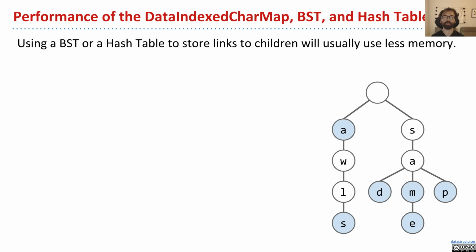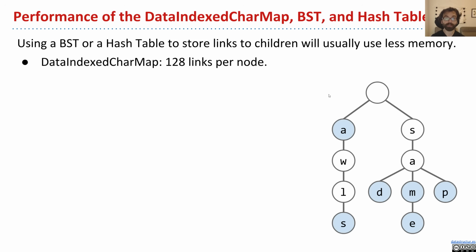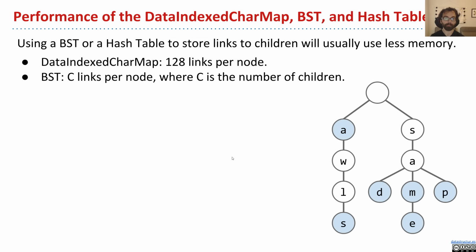Ultimately, using a binary search tree or a hash table will use less memory than a data index character map in almost all circumstances. In a data index character map, you have 128 links per node, but in a binary search tree, you only have C links per node. That is, if we only have two children, like say A and S, we're only going to have 2 nodes in that binary search tree. So C is the number of children, and we're only going to have 2 links, so to speak.